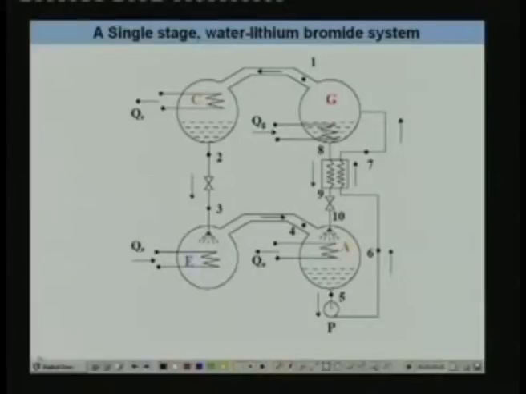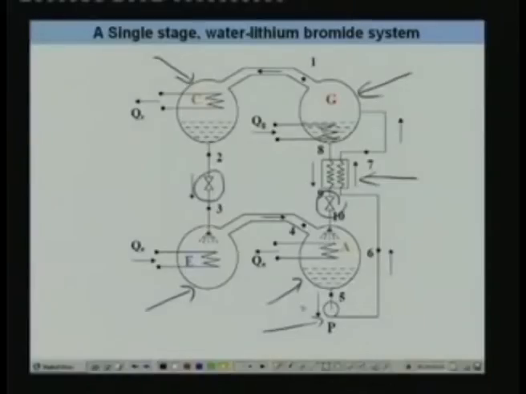Here you have 4 basic components. A is the absorber, E is the evaporator, Z is the generator, and C is the condenser. In addition to that, you also have a refrigerant expansion valve here, a solution expansion valve here, and a solution heat exchanger, which as you know is used for improving the performance. And in addition to this, we also use a solution pump here.